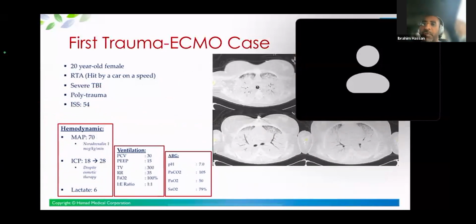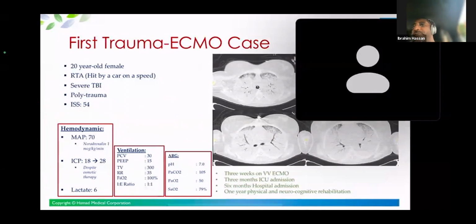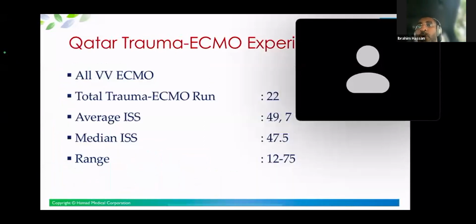A very similar story to what I mentioned before: severe traumatic brain injury, an injury severity score of 54, severe hypoxemia. You can see the lung is completely consolidated. I think that was a great start. We were lucky that this patient had 3 weeks of VV ECMO and did very, very well. It took her time to recover completely. She's back with her family, got married and has kids. It gave us the courage to do more trauma cases, and we run a heparin-free circuit. We learned a big deal from this first case that let us continue and carry on to deliver more.